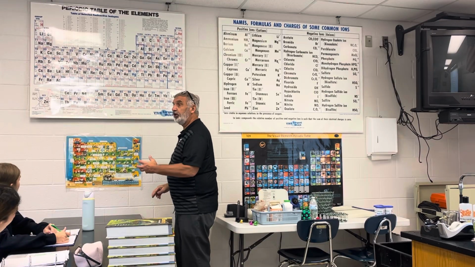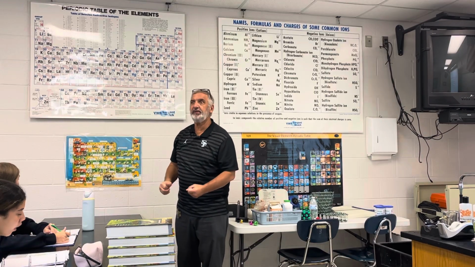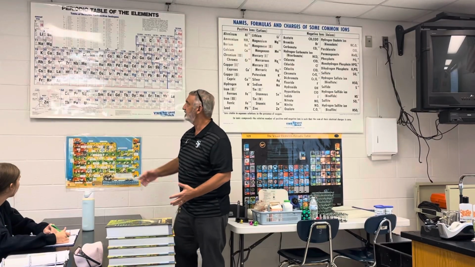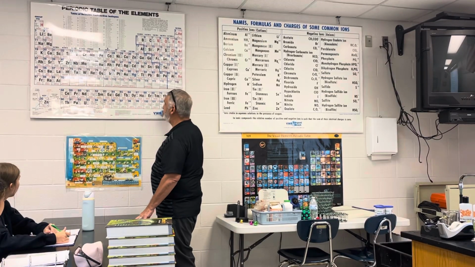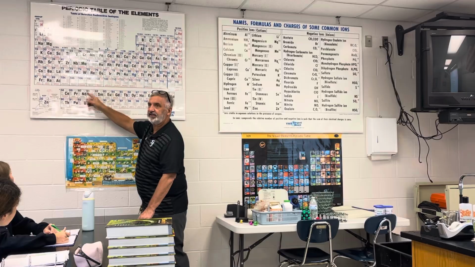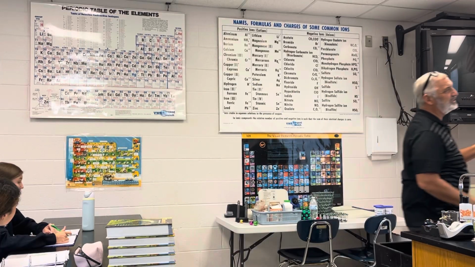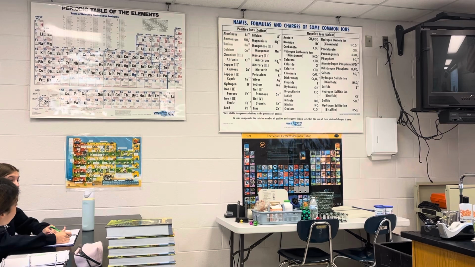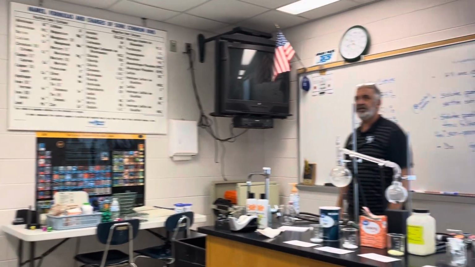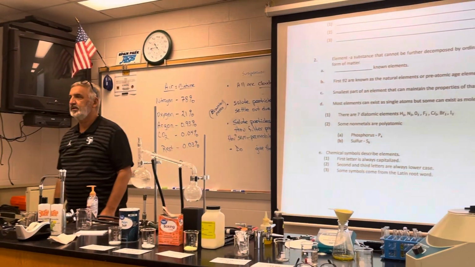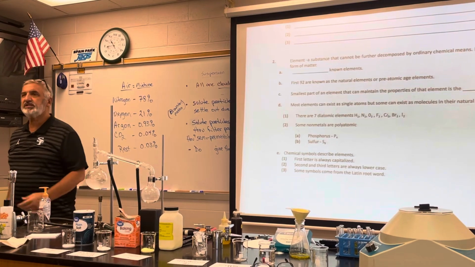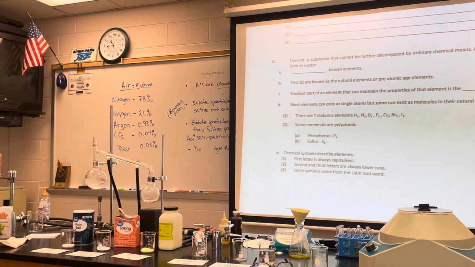But so on Earth, if you're going to go dig up something, you're only going to be able to dig up 90 of them. Okay? There's none of these you're going to find in nature, and these two you're not going to find in nature. So there's only really 90, there's 92. But what's the smallest part of an element that can maintain the properties of that element? What's the smallest thing of gold that can still be gold? An atom. Okay? An atom is the smallest part of an element.